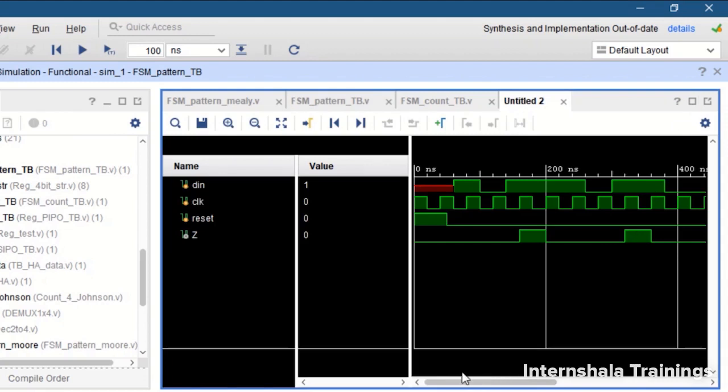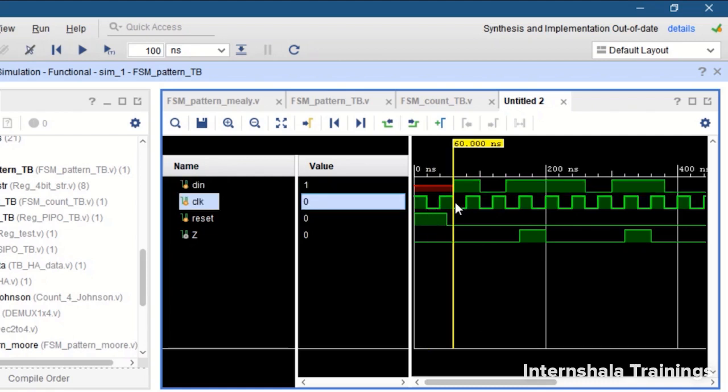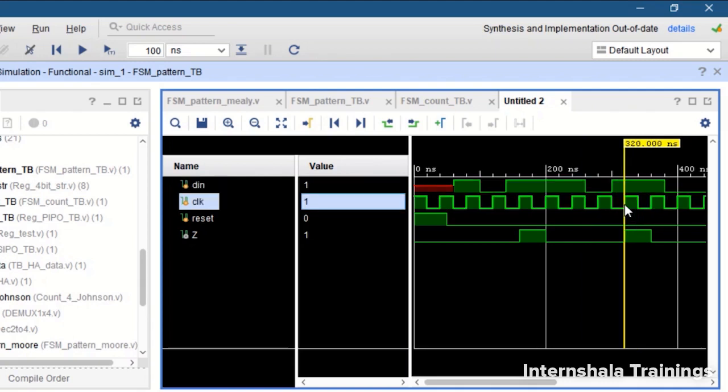So here we can observe that initially D in is not defined, reset is defined, so the output is 0. Now here we are defining D in. This is 1, 0, 1 and 1. As soon as you detect it, output is 1. Another instance, 1, 0, 1, 1. As soon as we detect it at the positive edge, the output is 0.